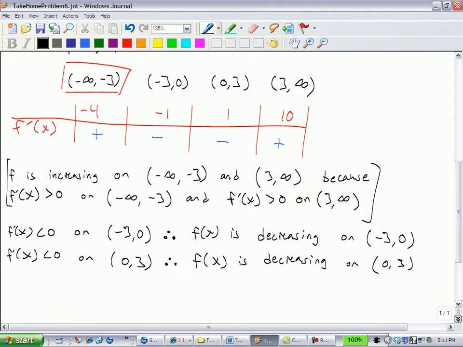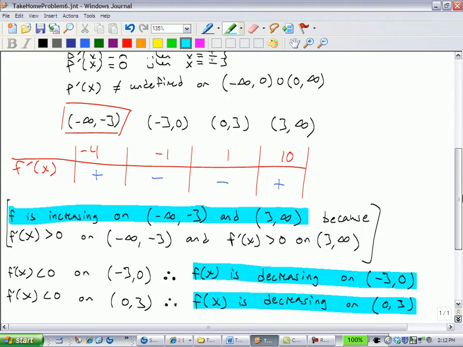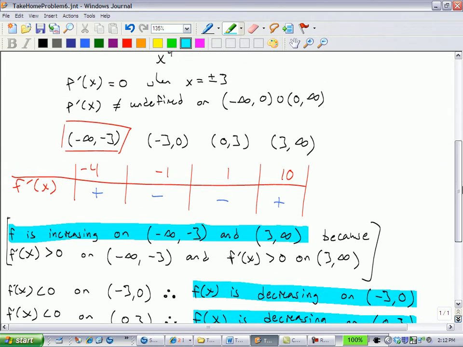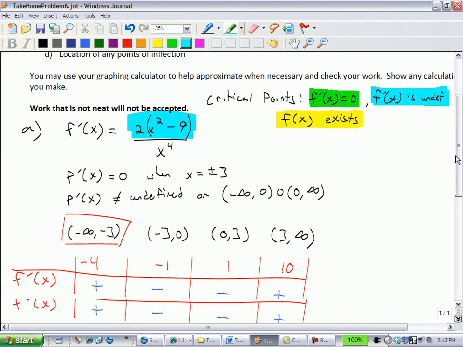And you could write it in the reverse order. You could say f of x is decreasing on negative 3 to 0 because f prime of x is less than 0 on negative 3 to 0. But really, you've got f is increasing on this and this. The justification follows. That has to be there. F is decreasing on this. F is decreasing on this. So they've got to have the justifications. Now, if you like that justification, wait until we get to the relative extrema. So relative extrema is next. That's B.